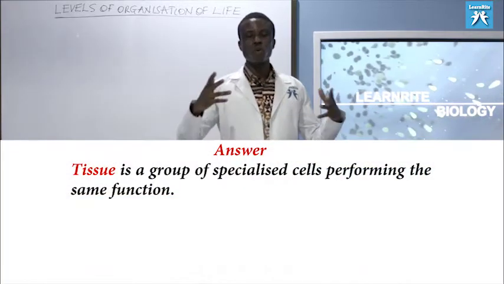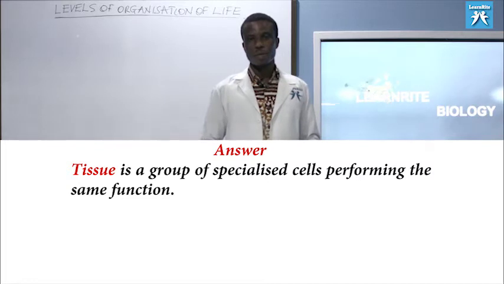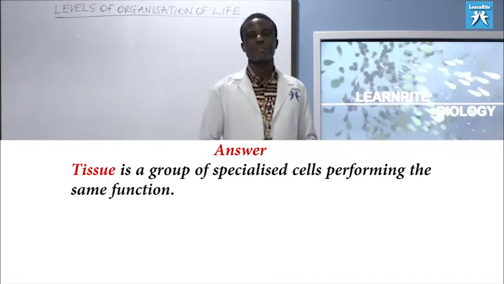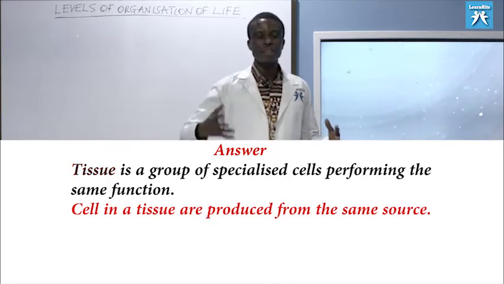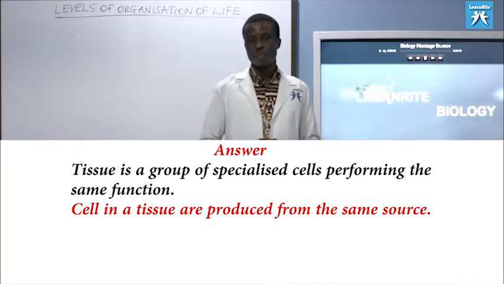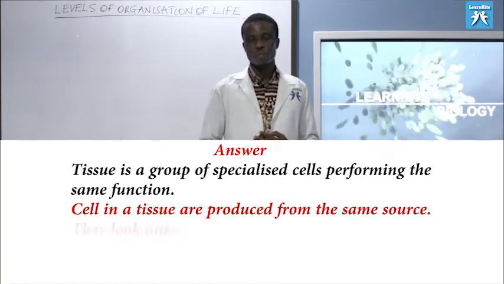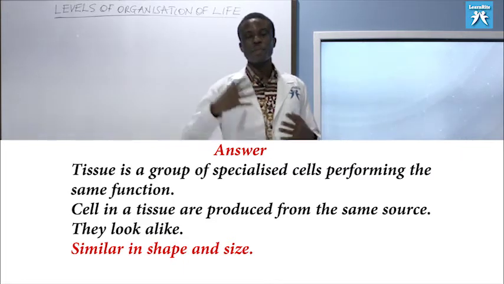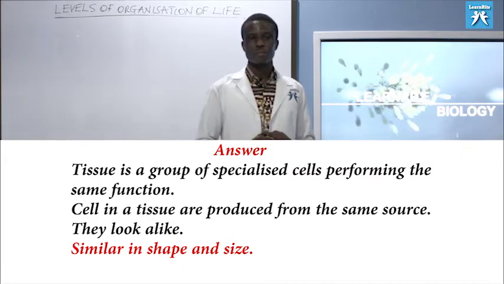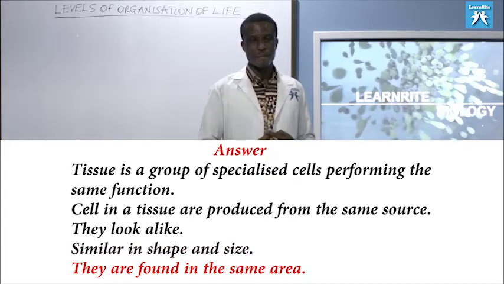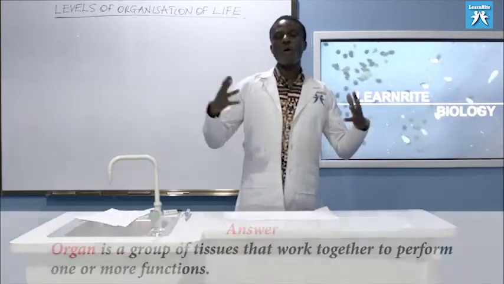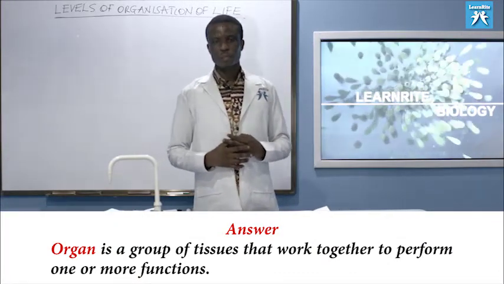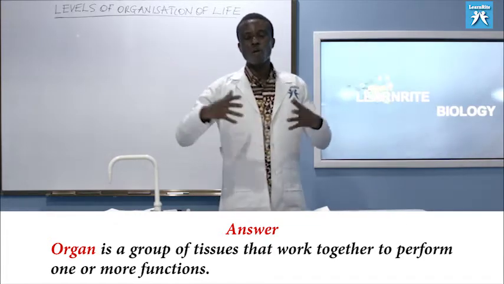A tissue is a group of specialized cells performing the same function. We have to explain. Cells in the tissue are produced from the same source. They look alike. They're similar in shape and size. Perform the same or similar function. They're also found in the same area. An organ is made up of a group of tissues that work together to perform one or more functions.